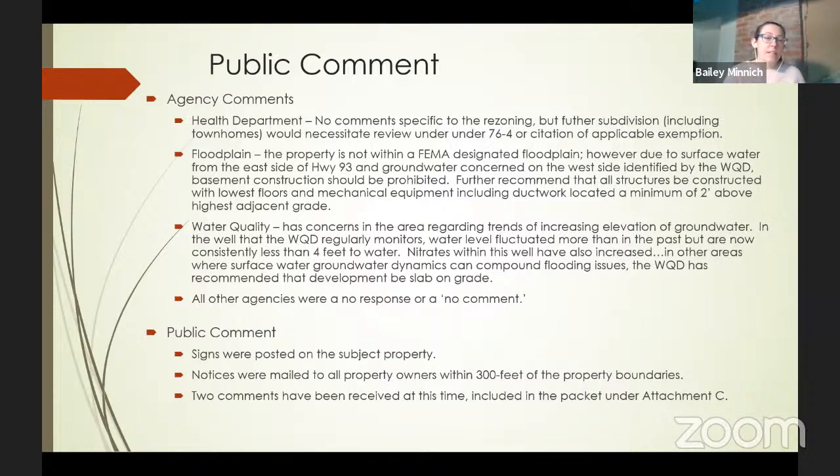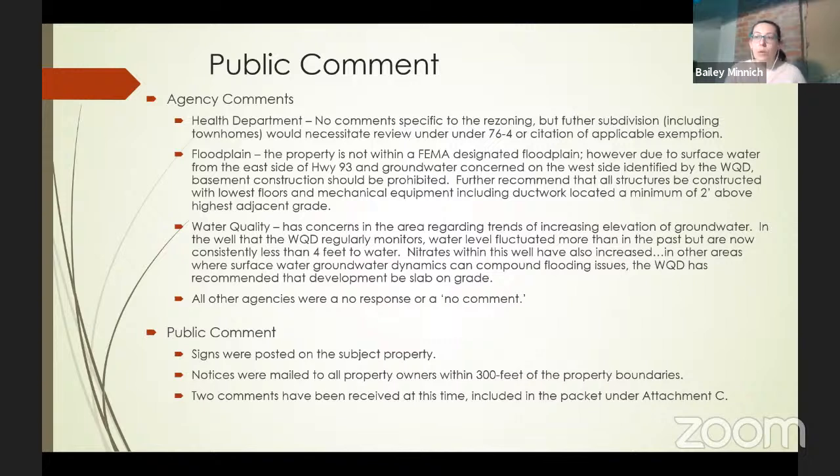The water quality district did give similar comments to the O'Keefe rezoning that we had a month ago. Basically they said that they do have concerns with the increasing elevation of groundwater in this area. The wells that they monitor out there have been fluctuating, but are pretty consistent around 4 feet to water depth below ground surface. They are studying this area more in depth, but they do have concerns with topographic alterations, and therefore they are also recommending that development be slab on grade as well. So that's where that proposed condition that we're recommending, if it goes through, comes from.